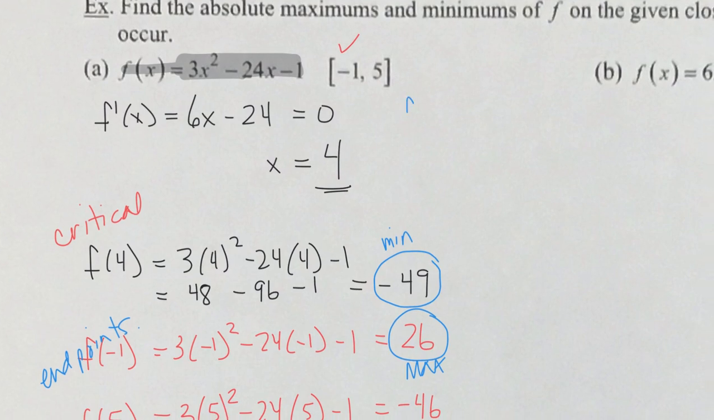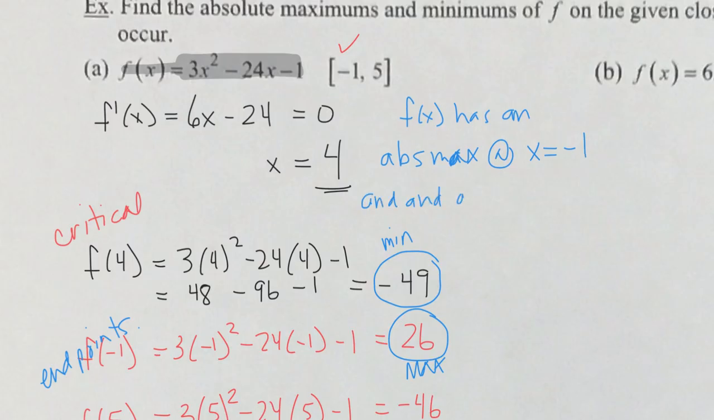Right, so we say f. F is what we're talking about. F of x has an absolute max at where? What is our x value where we have an absolute max? At x equals negative 1. And an absolute min at what x value? At x equals 4. Okay? And what is our interval? Because it might not be true for the entire function, but on our interval, these are your answers.